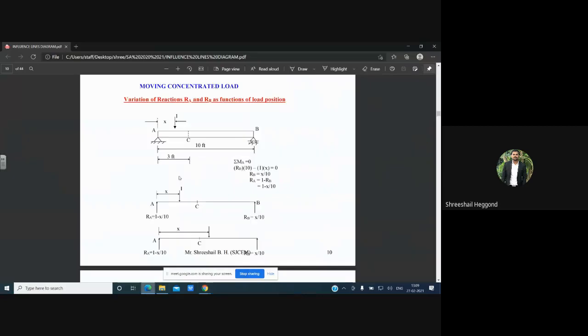In the last class, we were discussing one of the activities involved in structure analysis: a simply supported beam with a point load acting, moving from left to right, from one end to another end. In that, how to calculate the reactions we discussed in the last class. That only I will be continuing today.